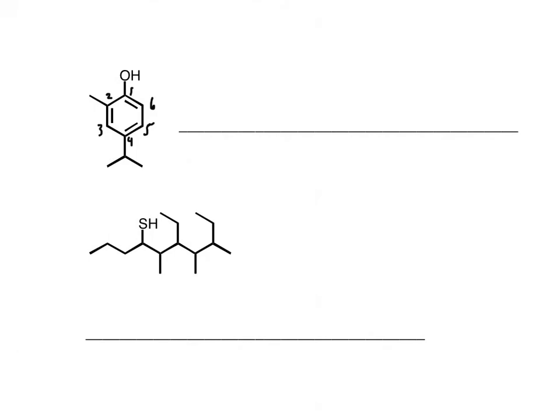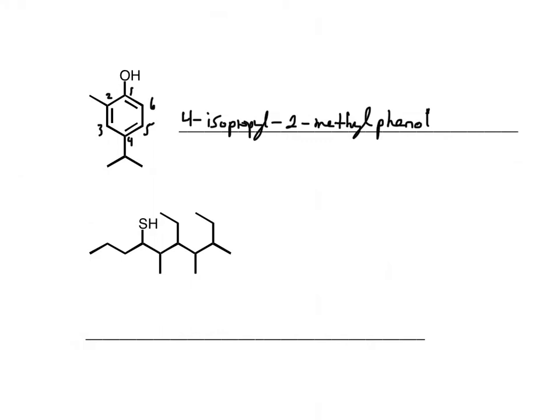So I can't use ortho, meta, para here because I have 2 substituents. Once you have more than one substituent, you have to use actual numbers. So I'm going to put 4-isopropyl, 2-methyl, and the ending phenol.